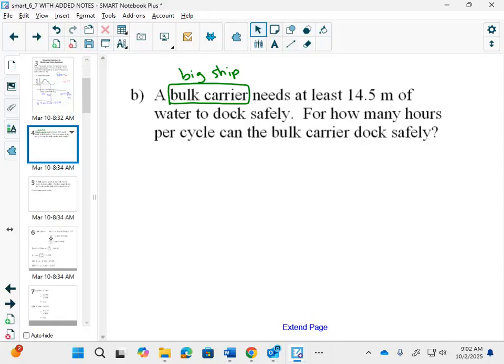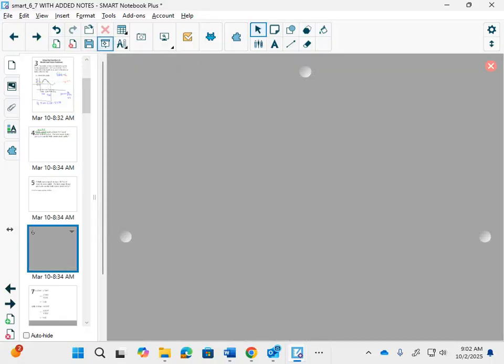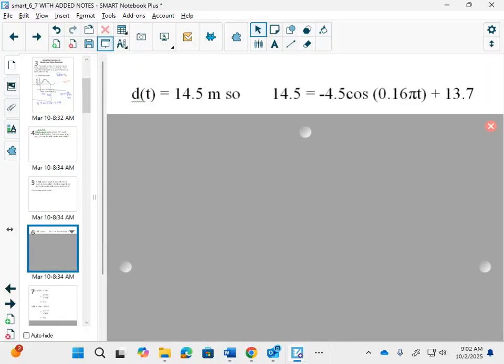So first of all, you were told that the depth was 14.5. So that means we could substitute in the 14.5 where the y is or where the d of t is. And now you have to solve for t. And that t is inside of cos.